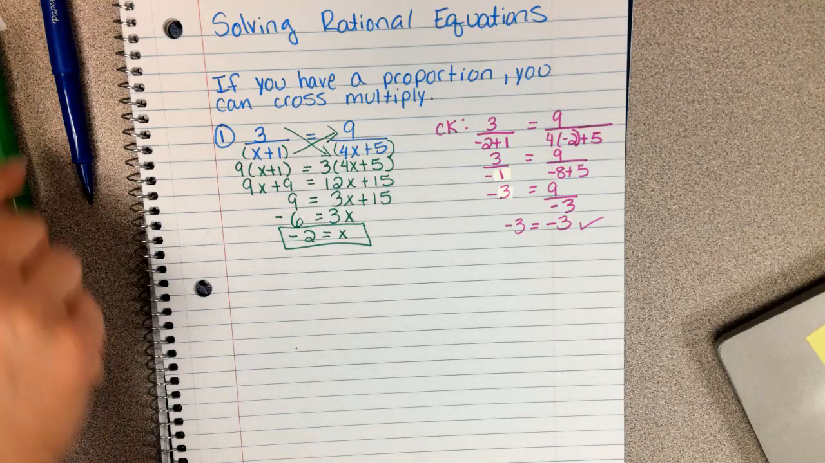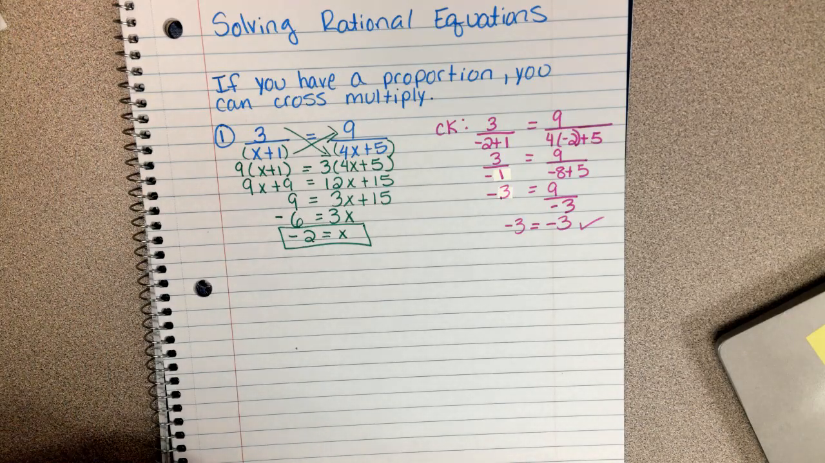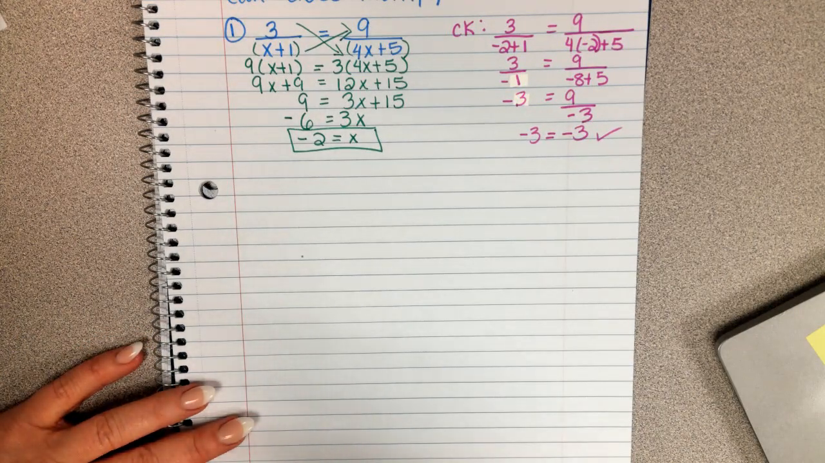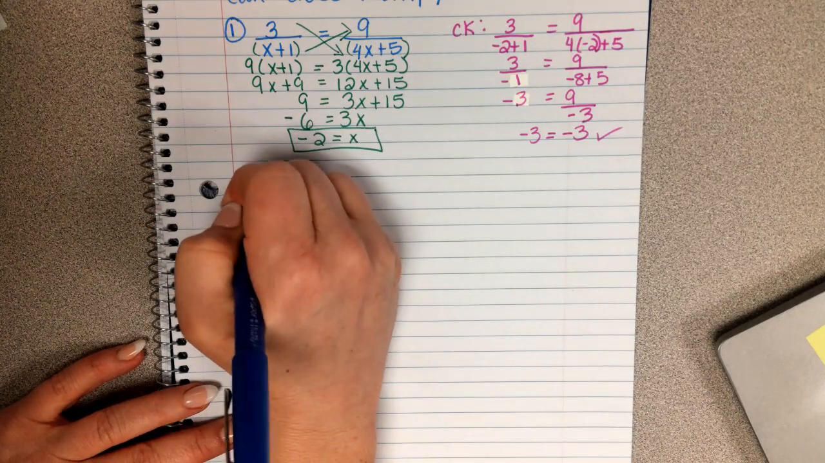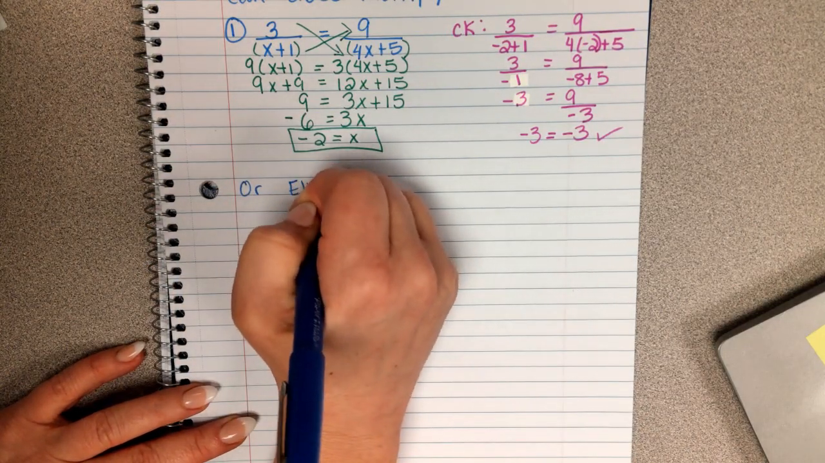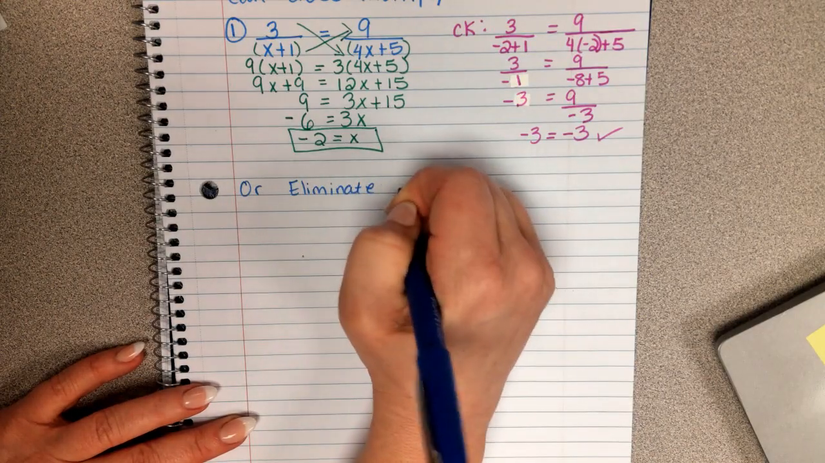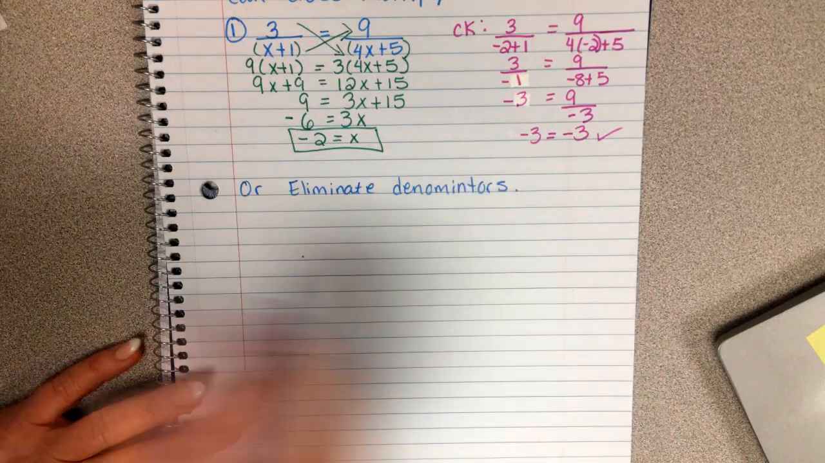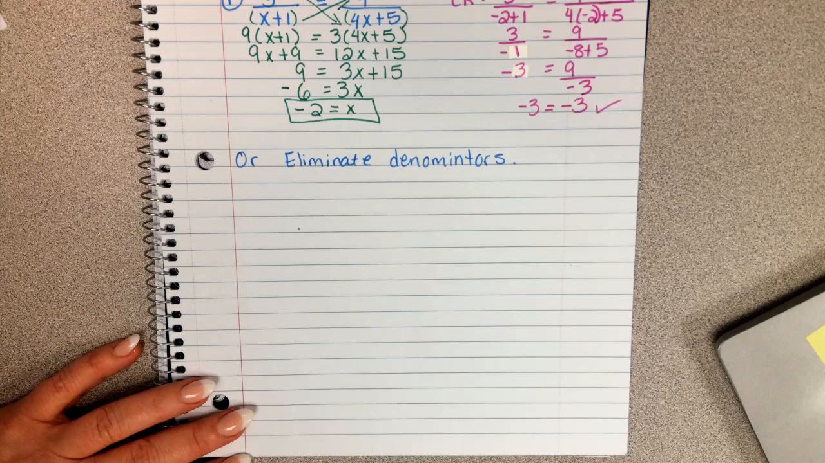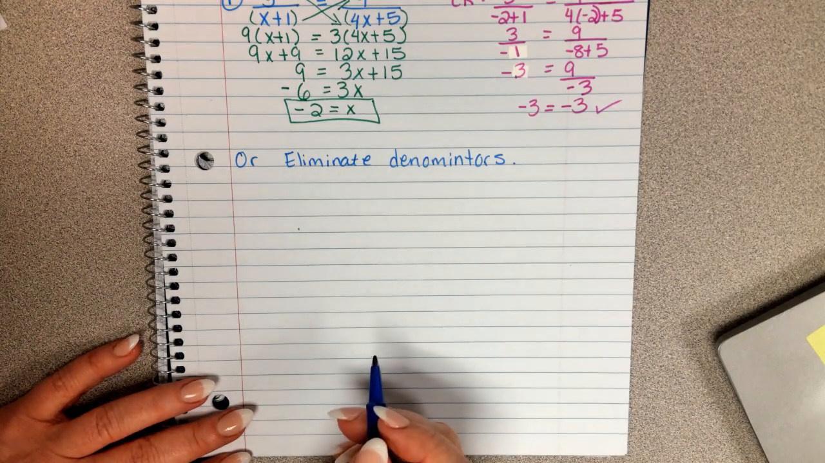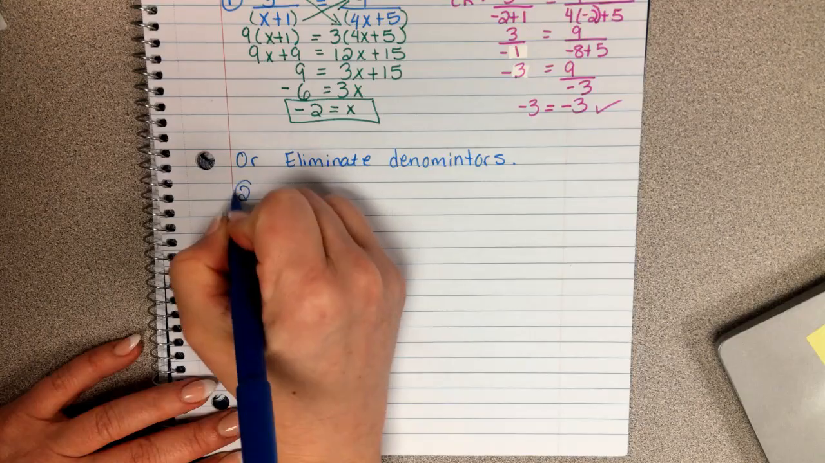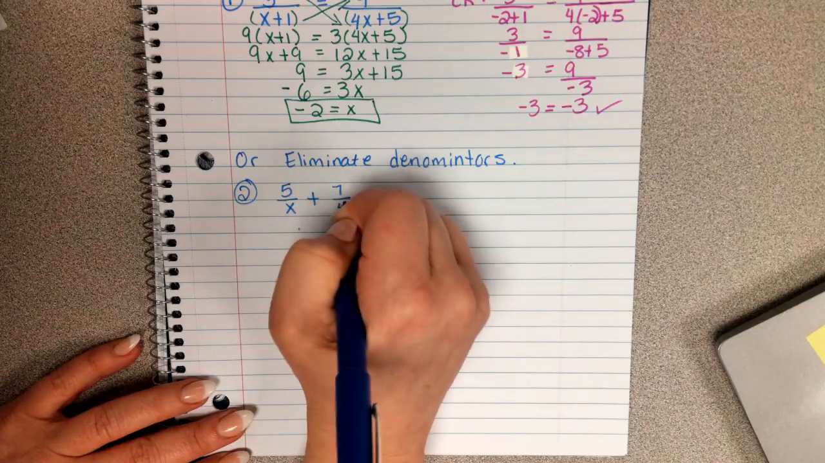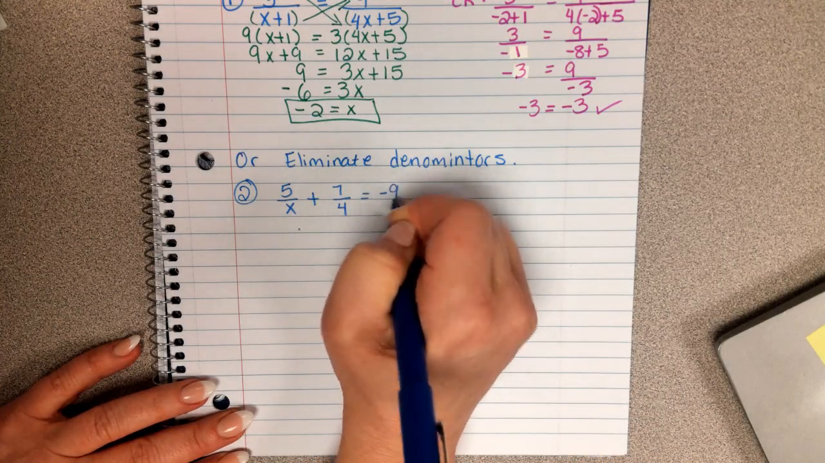Now, sometimes you can't cross multiply, so let's talk about what happens in that case. If you can't cross multiply, you can eliminate your denominators. Let me show you how to do that. Let's start with something really simple and then we'll get more complex, because eliminating denominators can get a little bit messy. So example 2, let's say we have 5 over x plus 7 over 4 is equal to negative 9 over x.